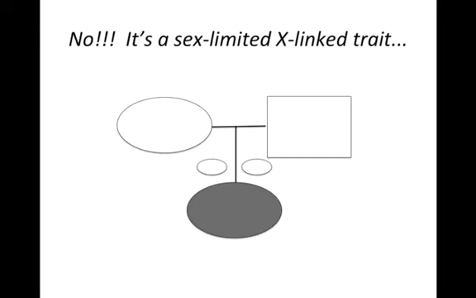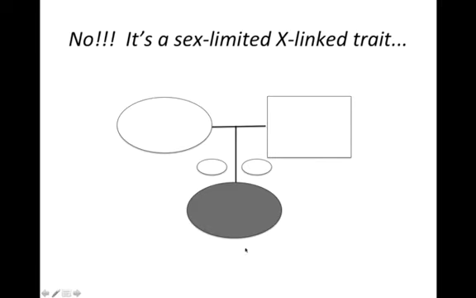So what it is, it's a sex-limited X-linked trait. So let's break that down. X-linked means that the gene that's responsible is on the X chromosome, but sex-limited means that the trait is only expressed, it's only observed in males. So that means that females could carry 2 X chromosomes that predispose to this trait, such that their sons would all have male pattern baldness, but they will not exhibit male pattern baldness.